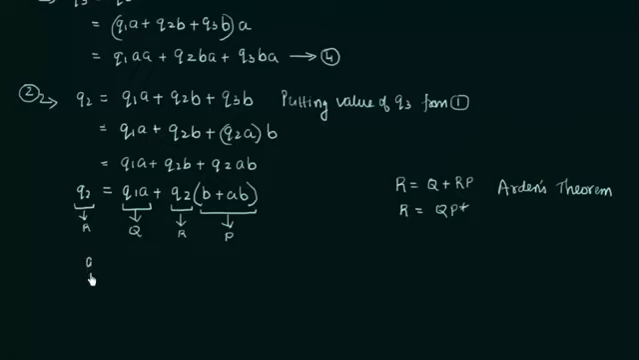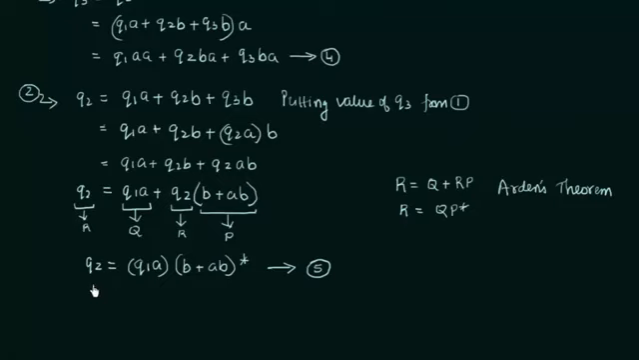So let me write it. Here R is Q2 and QP star. What is Q? Q1A. Q1A and P star, and P is B plus AB. This whole term is P. B plus AB star. So this I will call equation number 5. So we have solved Q2.